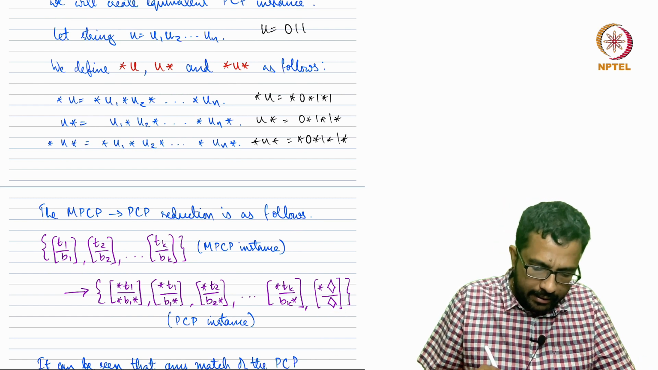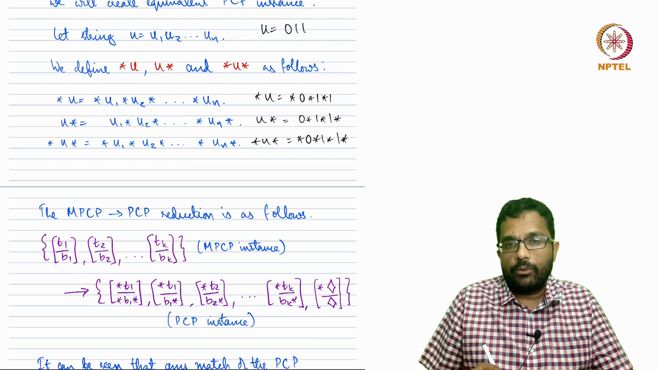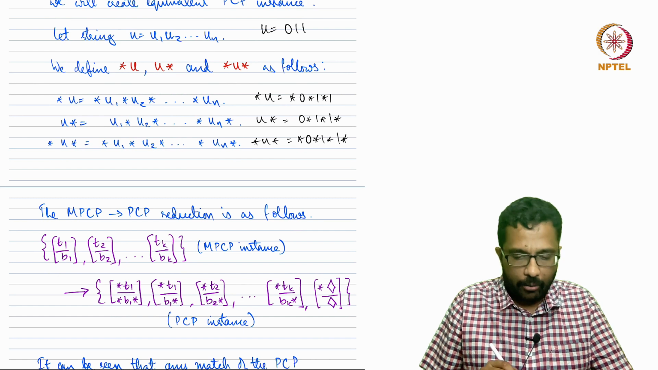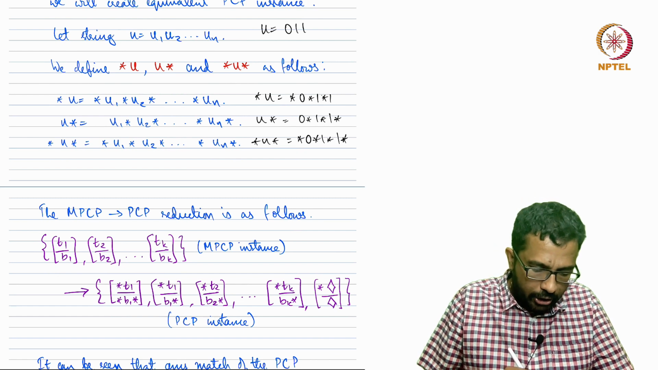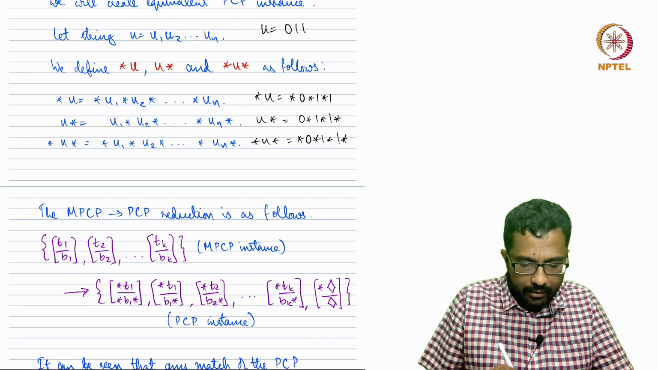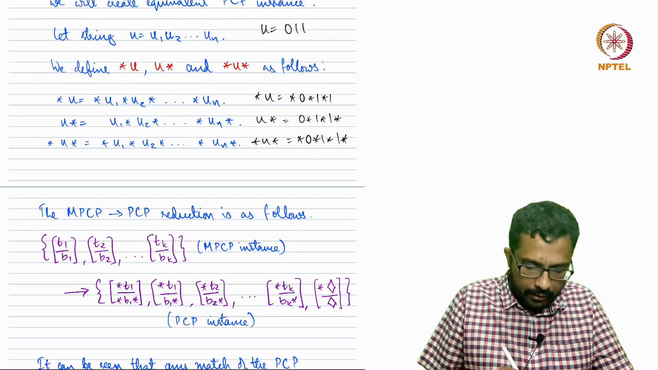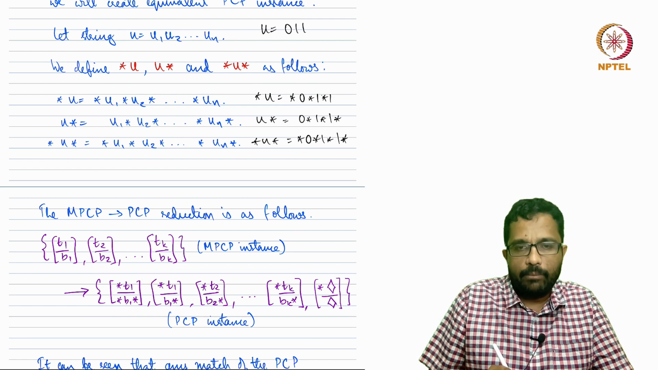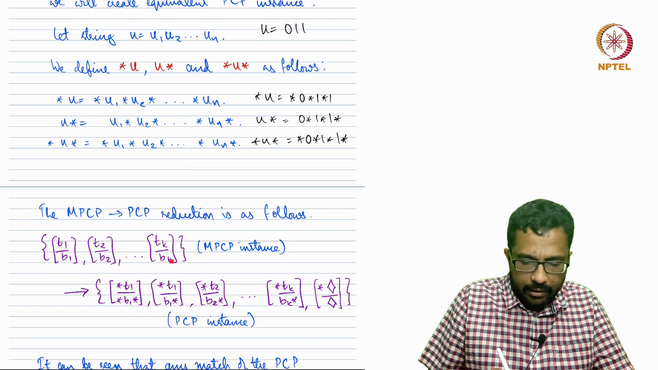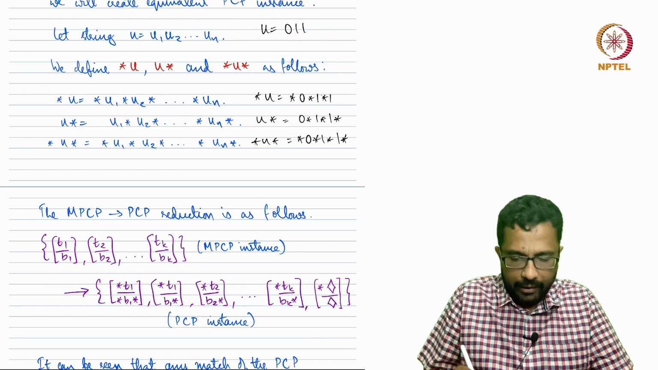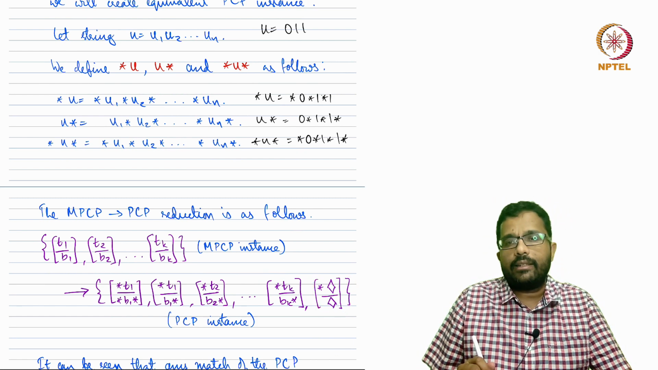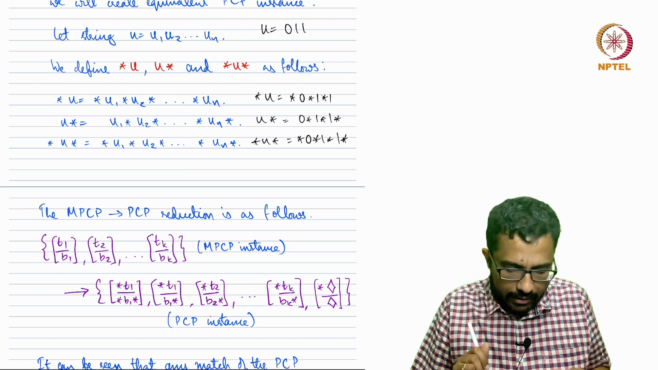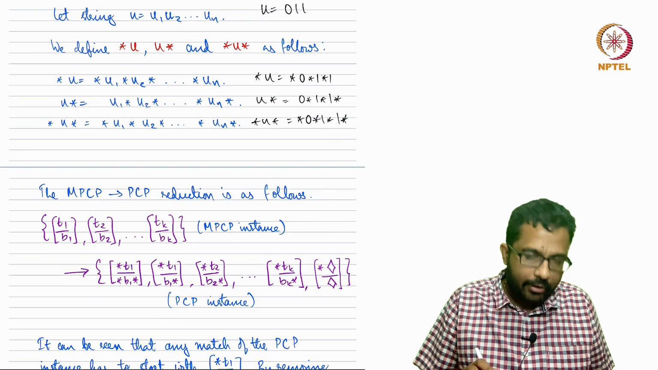So the PCP instance has k plus 2 dominoes, where the original MPCP instance had k dominoes. The first domino gets a special transformation, star T1 by star B1 star, then everything else like T1 by B1 gets star T1 by B1 star, star T2 by B2 star and star Tk by Bk star, and then finally a special domino to end things, star diamond divided by diamond. So now let us see what is the speciality here.